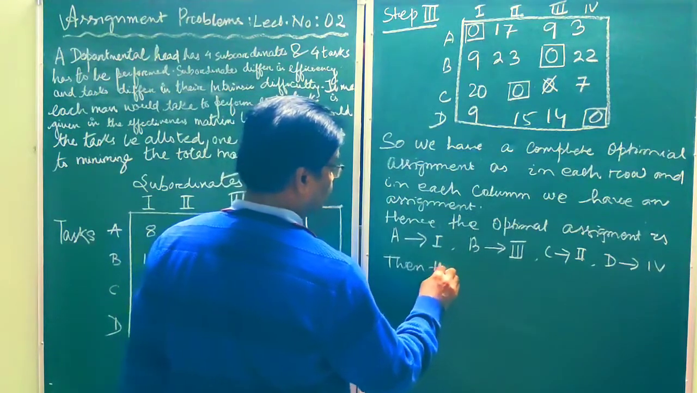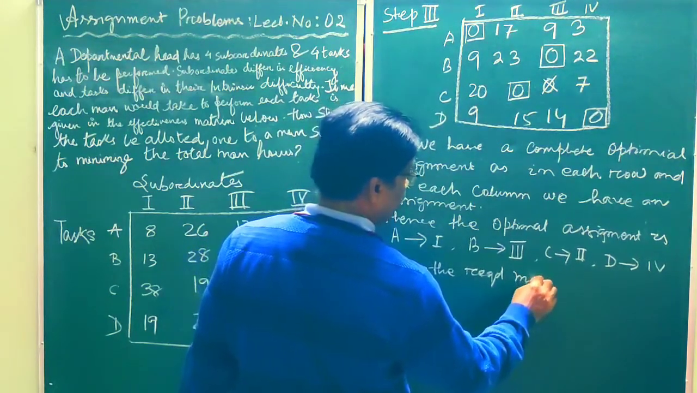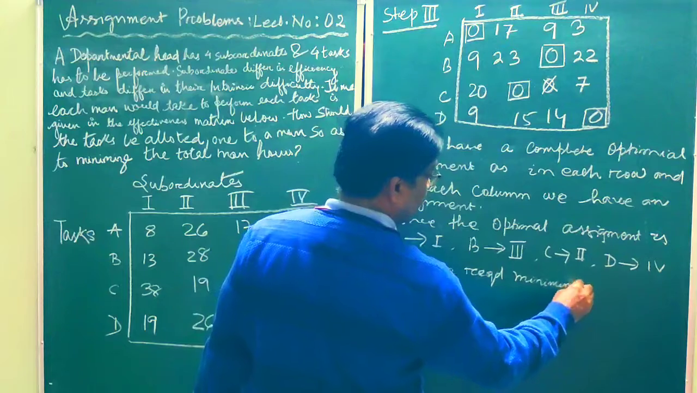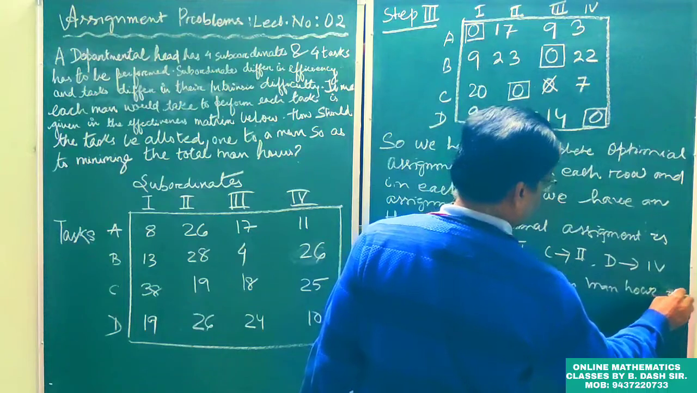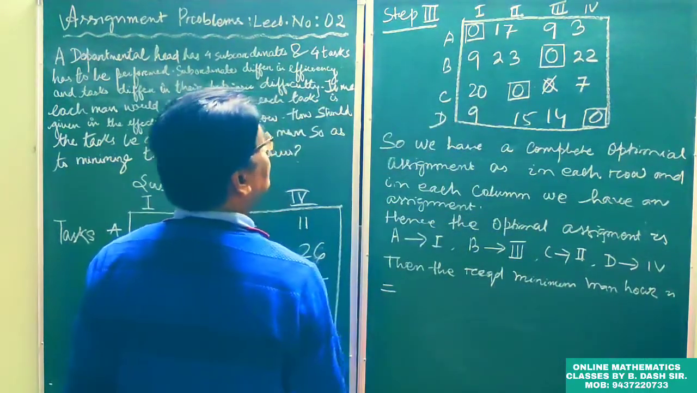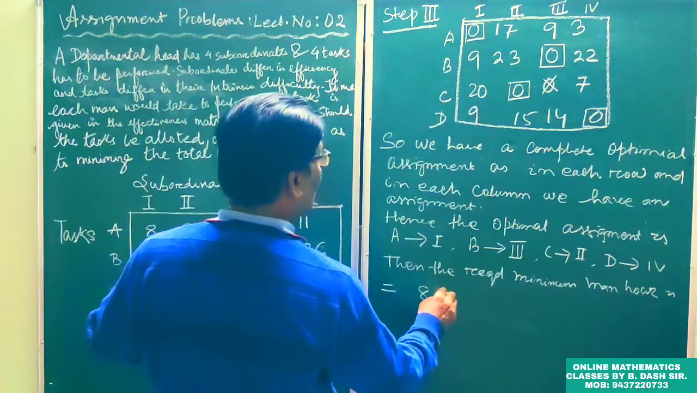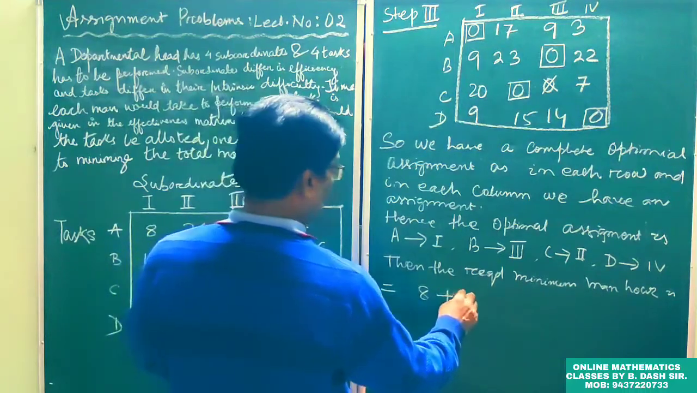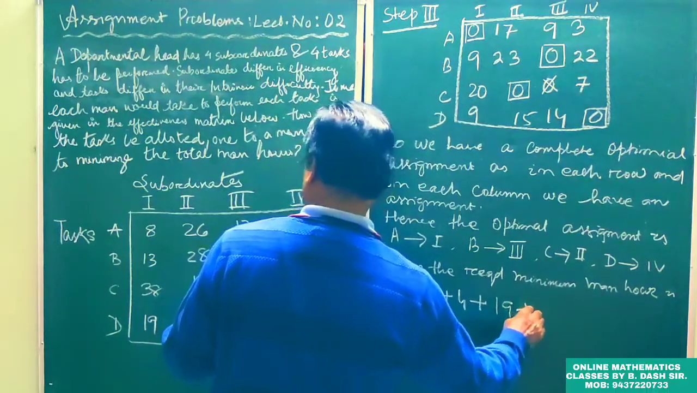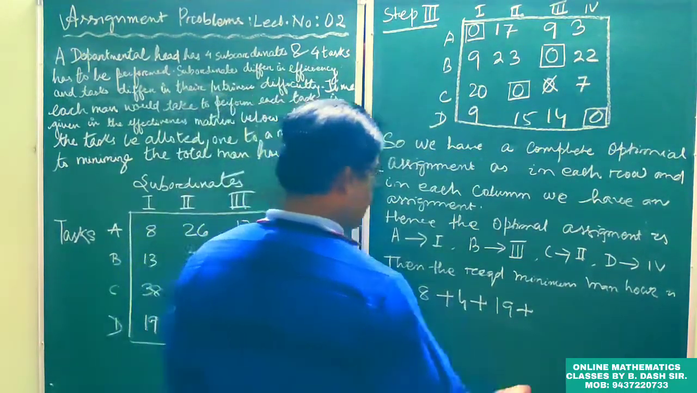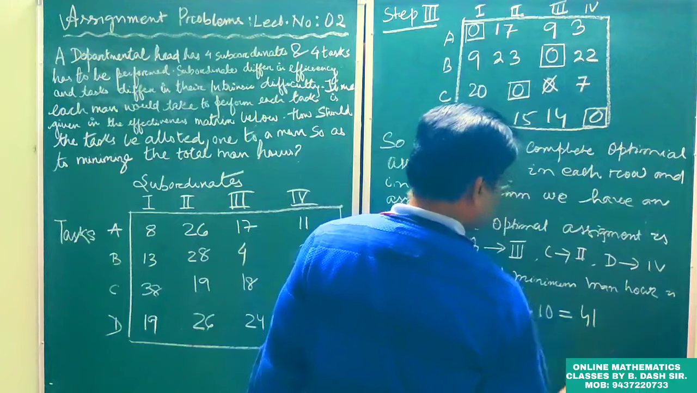Then the required minimum man-hour is equal to, from the first table on comparison, we get 8 plus 4 plus 19 plus 10 is equal to 41.